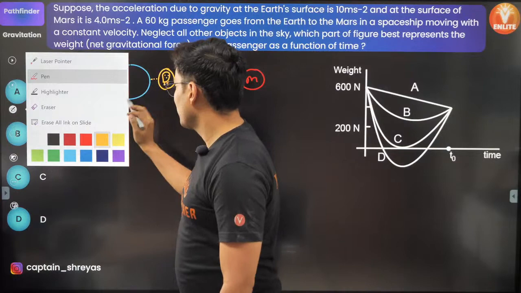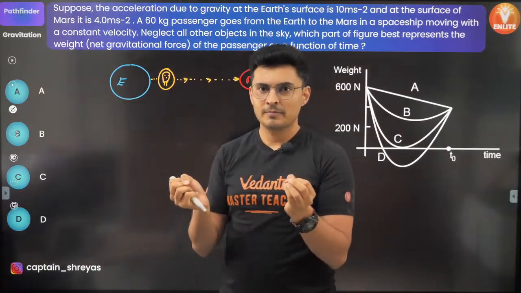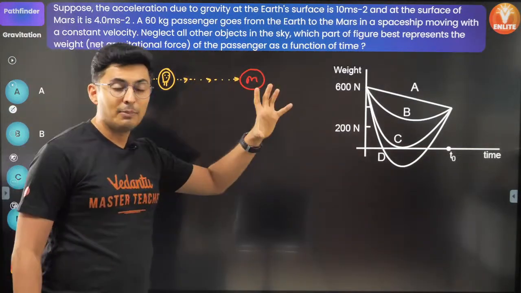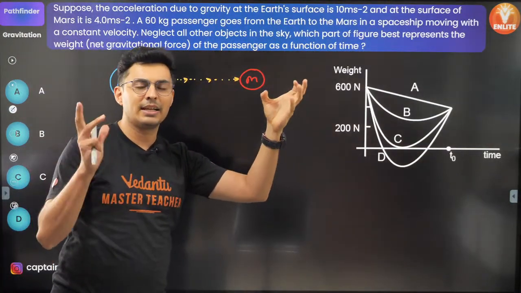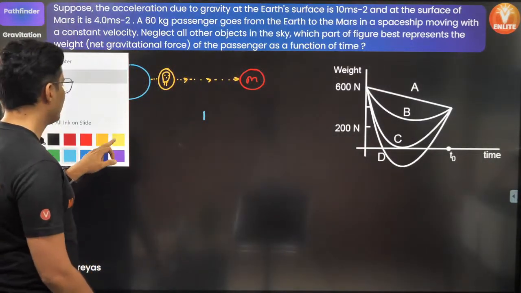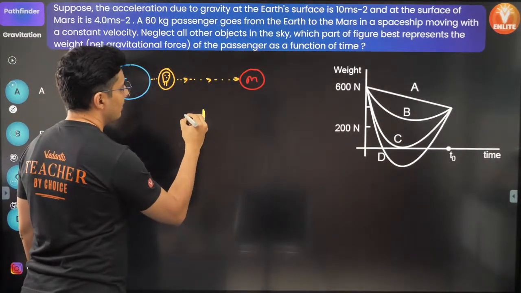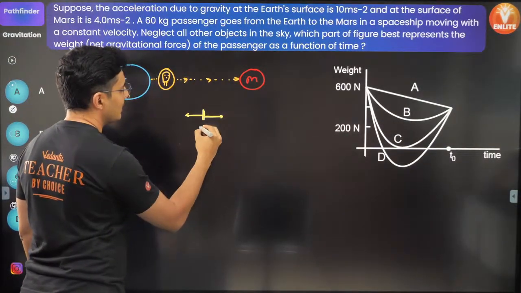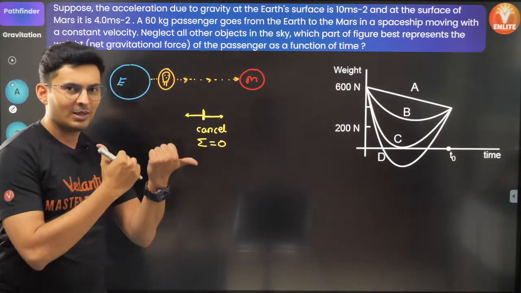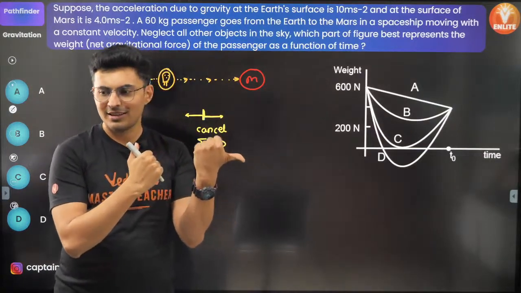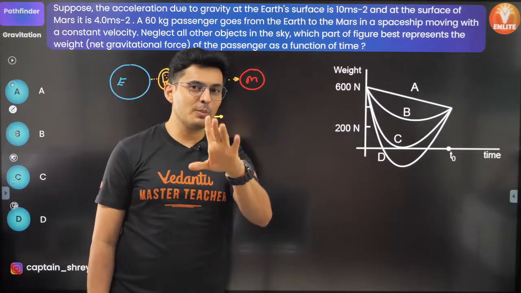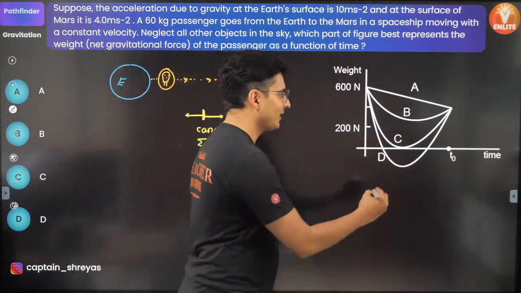When you are near the Earth, Earth's influence will be higher. When you are near Mars, then Mars's influence will be higher, Earth's will be negligible. There will be some point in between where the Earth's influence and the Mars's influence will cancel and the net will be just 0. It will be somewhere close to Mars. So Earth and Mars's force will cancel at some point. So it should become 0 and it will be only at one point.